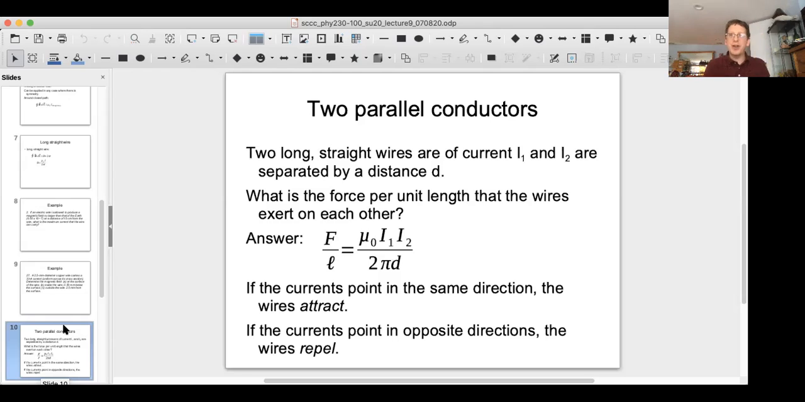And so we went through the derivation. What we found out is the force per unit length that the two wires exert on each other is mu naught times I1 times I2 over 2 pi d, where d is the distance between the two wires. If the currents are going in the same direction, the wires will attract each other. And if the currents are going in opposite directions, the wires will repel each other.